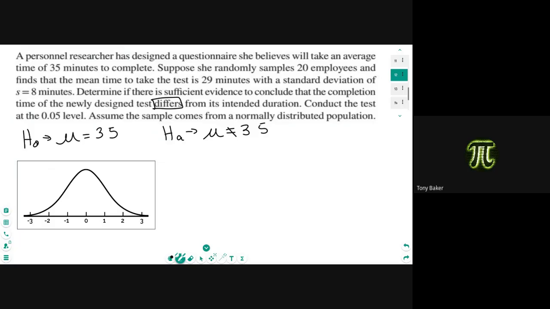Told you, the killer on this class is going to be the English. It still is. Why is it 35 and not 29? Because the sample's 29. She believes that the time will take 35 minutes. They did the sample and it was 29 minutes. Does it matter if this is like mean time? No, it's still mean. It's still average.